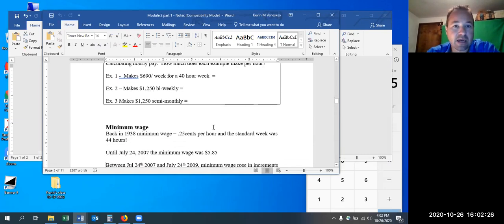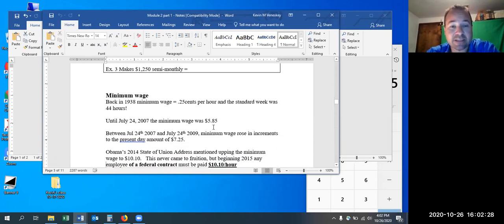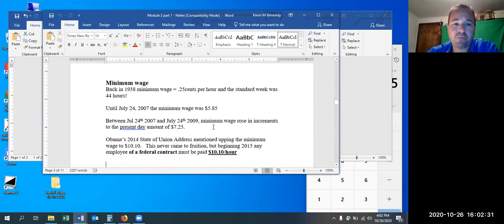All right, another thing that FLSA mandates is paying at least a minimum wage. I thought this was an interesting fact: back in 1938, minimum wage was 25 cents an hour, and the standard work week was 44 hours. That means you didn't get paid overtime unless you worked over 44 hours. Now, of course, it's down to 40. Then, the most recent time minimum wage began to change, it's been quite a while now. It's been 13 plus years from our last low amount.